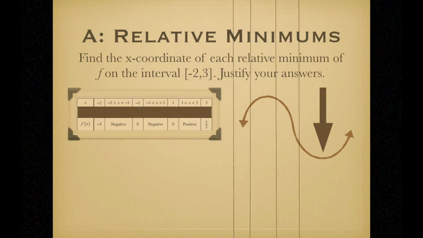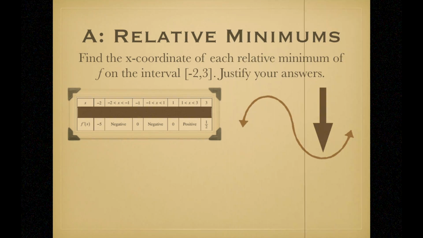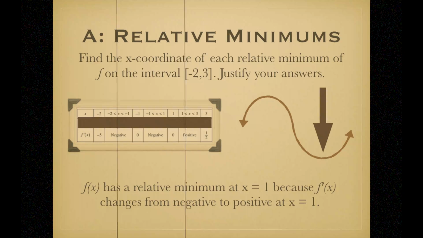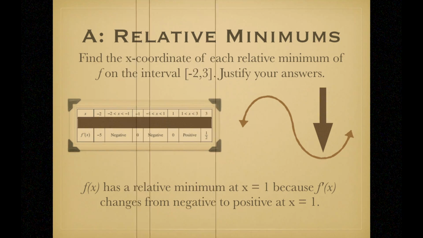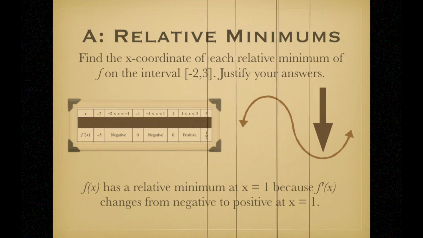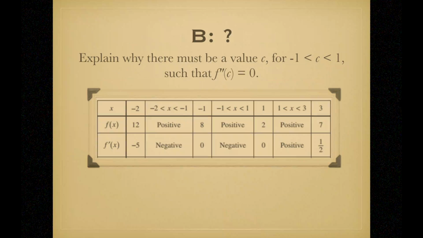That's why we use the derivative function, or slope of the tangent at all possible points, to find relative maxes and mins. Here, f prime of x only changes from negative to positive at x equals 1, so f of x has a relative minimum at x equals 1. And the AP rubric gives you a point just for saying that. Simple? Absolutely.